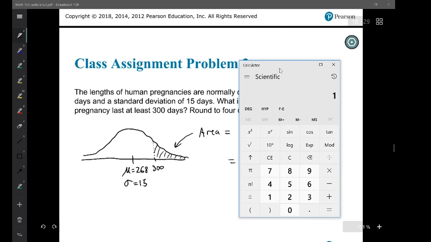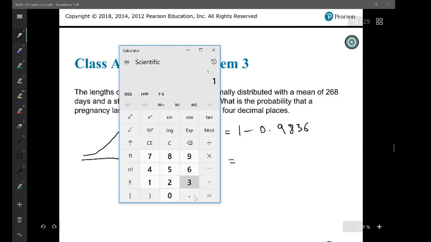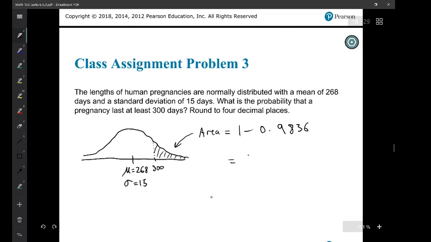So 1 minus 0.9836 is 0.0164. So the probability that a pregnancy lasts at least 300 days is 1.64%.